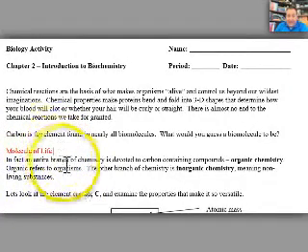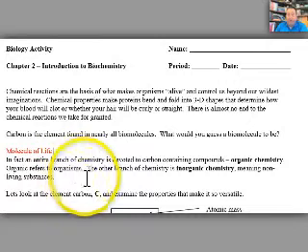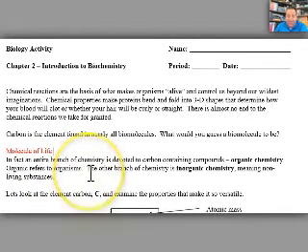There's a branch of chemistry that's devoted nearly entirely to carbon-containing compounds, and we call this organic chemistry. Organic refers to organisms, so this is the chemistry of the living. Another branch of chemistry is called inorganic chemistry, and that's the chemistry of the non-living.